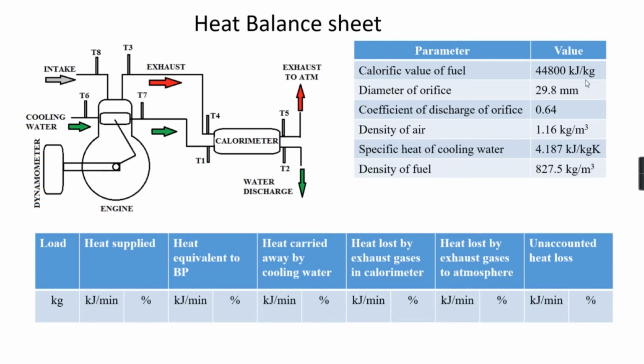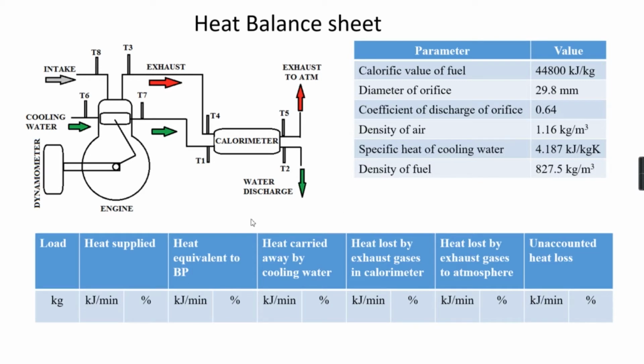For that, these are the parameters, constants which are given to you. That is, the calorific value of the fuel is given to you. Basically this test was performed on a diesel engine, so calorific value of diesel is given over here. Orifice diameter is given to be 29.8 mm. This orifice diameter is of the orifice which is fitted onto the air box through which the air is coming to the engine. The coefficient of discharge of that orifice is also given to you. Density of air, specific heat of cooling water, and density of fuel. These parameters are given to you.